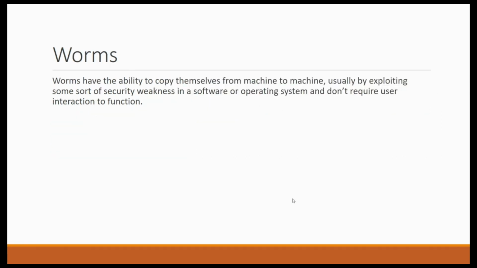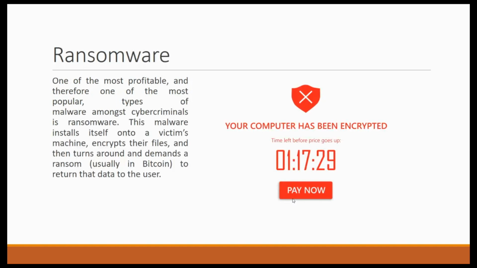Next, we have worms. Worms have the ability to copy themselves from machine to machine, usually by exploiting some sort of security weakness in a software or operating system, and they don't require user interaction to function. Next, we have ransomware. It is one of the most profitable and popular types of malware among cyber criminals. This malware installs itself into the victim's machine, encrypts their files, and then demands a ransom to return the data to the user. You can see this kind of message pop up.